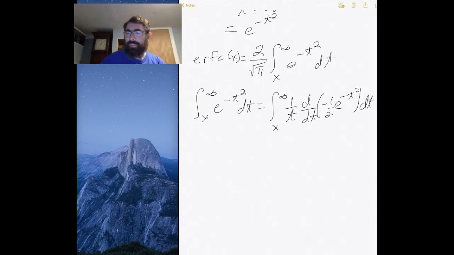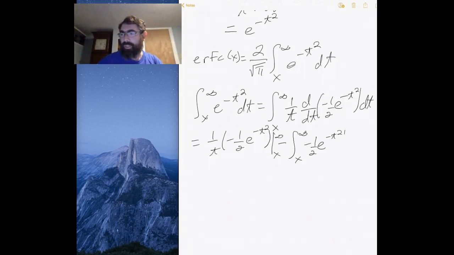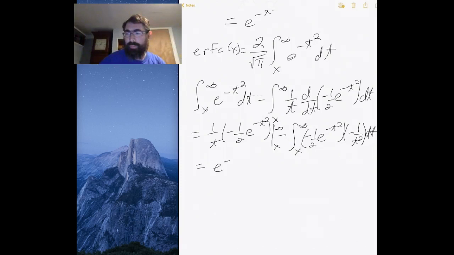then we could write this down as 1 over t times minus 1/2 e to the minus t squared, evaluated from x to infinity, minus the integral from x to infinity of minus 1/2 e to the minus t squared times minus 1 over t squared dt, which, when I evaluate it, I get e to the minus x squared over 2x, minus 1/2 times this integral, 1 over t squared e to the minus t squared dt.